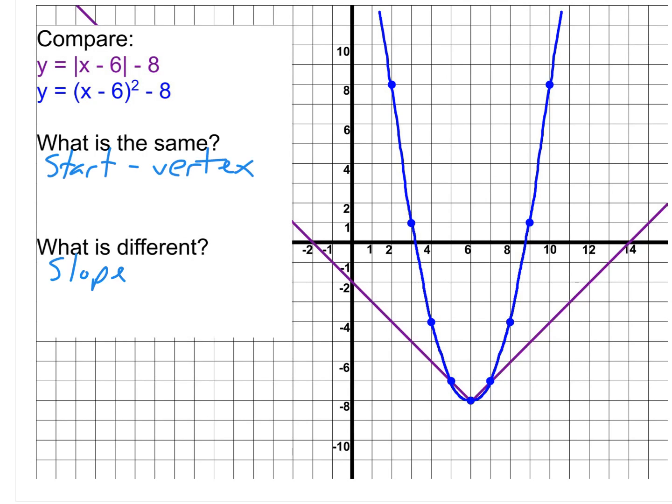What else is different? Well, kind of related to that, because there is no constant slope, we could talk about the shape being different. But by and large, they're very, very similar. And you're going to find that all the rules that you learned about for absolute value are actually going to be carrying over into the quadratic stuff as well.